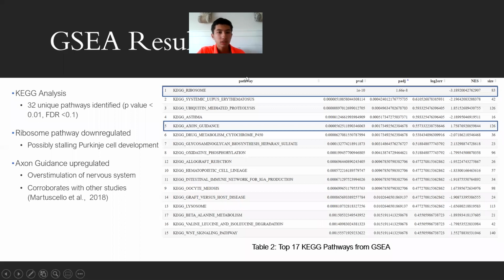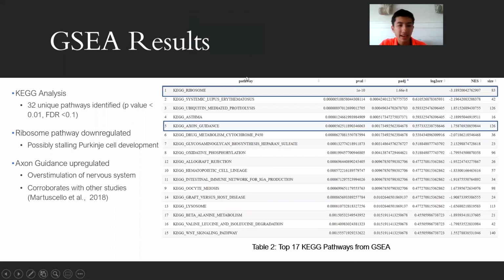I also used gene set enrichment analysis with KEGG, which is similar to the hallmark gene set, and I found 32 unique pathways. Specifically, I found that the KEGG ribosome pathway was downregulated, and this could possibly be stalling the Purkinje cell development found in the cerebellum. Specifically, ribosomes are protein factories, and if these aren't being produced at a steady rate, then cell death will occur.